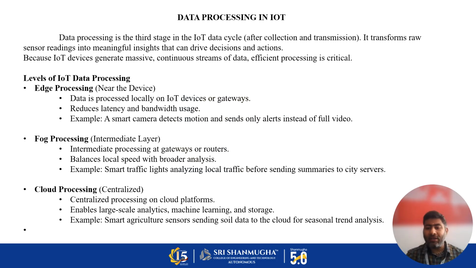Now we are going to look at what are all the stages of data processing, what are all the levels, and what are all the types. Now edge processing. The meaning of edge processing is that whenever the data is being collected, all the data will be processed at the source, at the edge. That is why it is called edge processing.